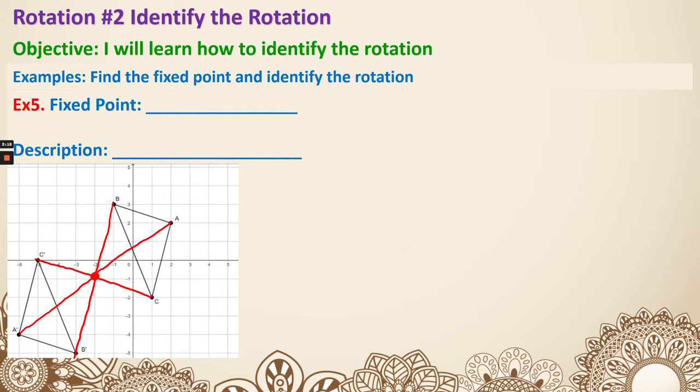So let's write down the coordinates of the fixed point. It is -2, -1. Next, we already know it's a rotation about the point -2, -1. Now we just need to know the direction and the angle. If you look at it, B is right here, getting to B prime. It doesn't matter if it goes this direction or that direction, it is 180 degrees. So rotate 180 degrees about -2, -1. That's number 5. Now you can pause here and try Example 6.